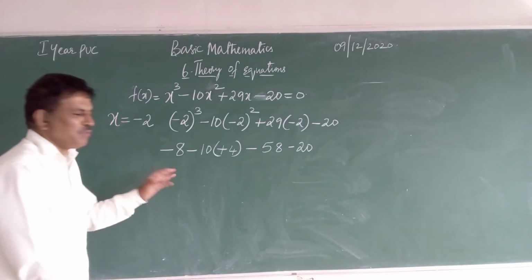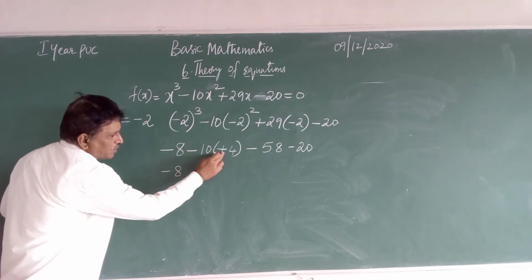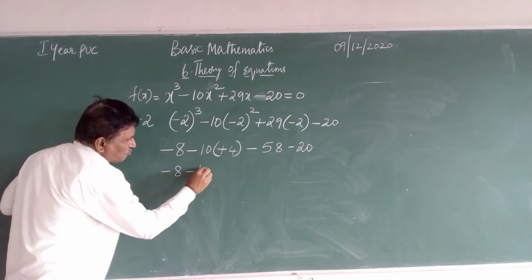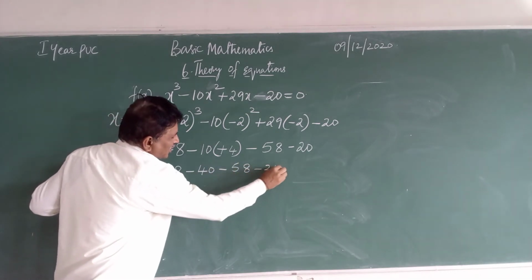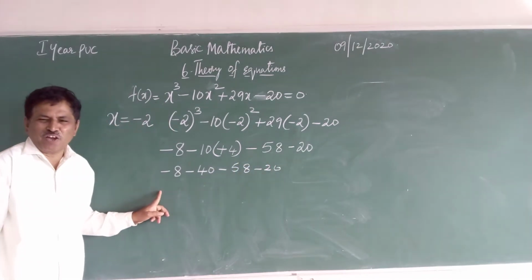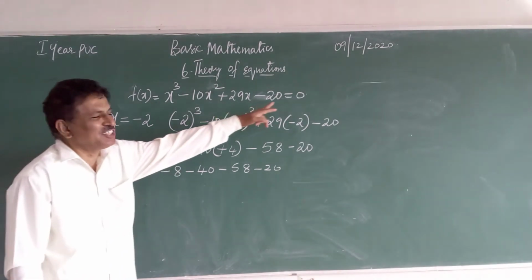Most probably we will not get with this, I think so. Minus 8 plus into minus, minus 40 minus 58 minus 20. See, all are negative values. All are negative values. If you add them, you will not get 0.